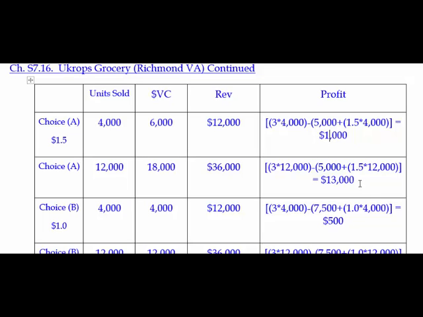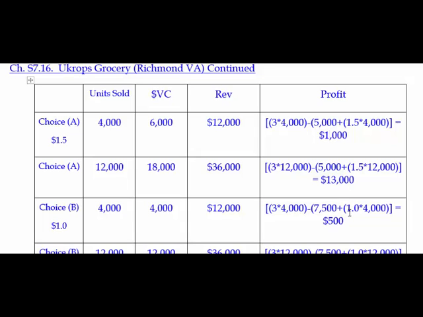Similarly, down here, we do exactly the same thing, but now we just change it to 12,000. We're going to sell 12,000 units. We're going to bring in a substantial amount of money, $36,000, but we have to pay ourselves. We have to pay our fixed cost, $5,000, and we have to pay our variable cost. So we end up then making $13,000.